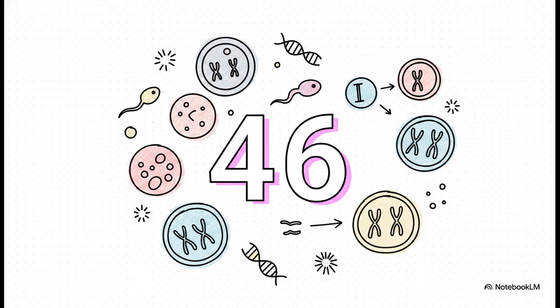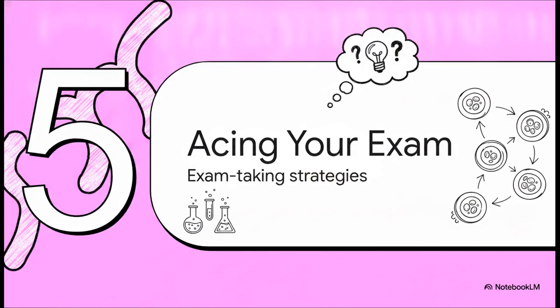Notice the formula stamped over the tissue cells here, 2n equals 46. These diploid cells make up almost all of your body's tissues and are absolutely crucial for your daily growth, maintenance, and repair. And finally, Section 5, Acing Your Biology Exam.